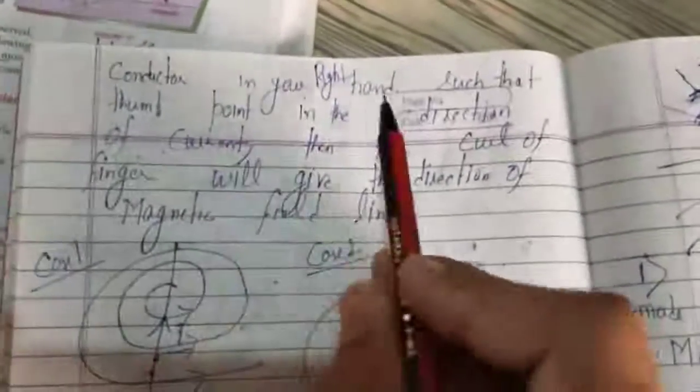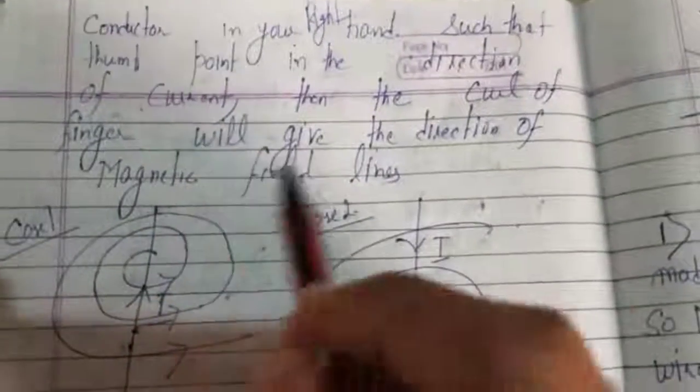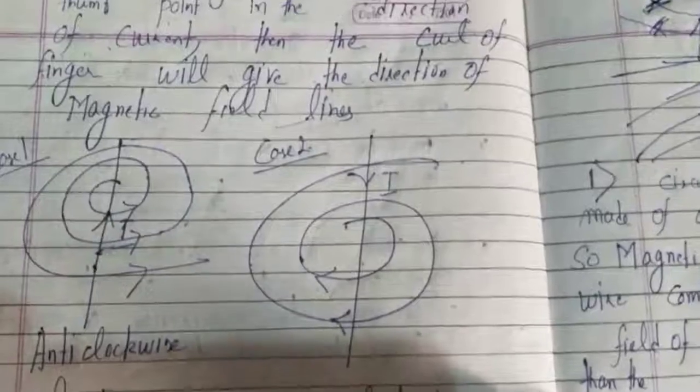Such that the thumb points in the direction of current, then the curl of your fingers will give the direction of magnetic field lines. So this is how you will find the direction of magnetic field lines.